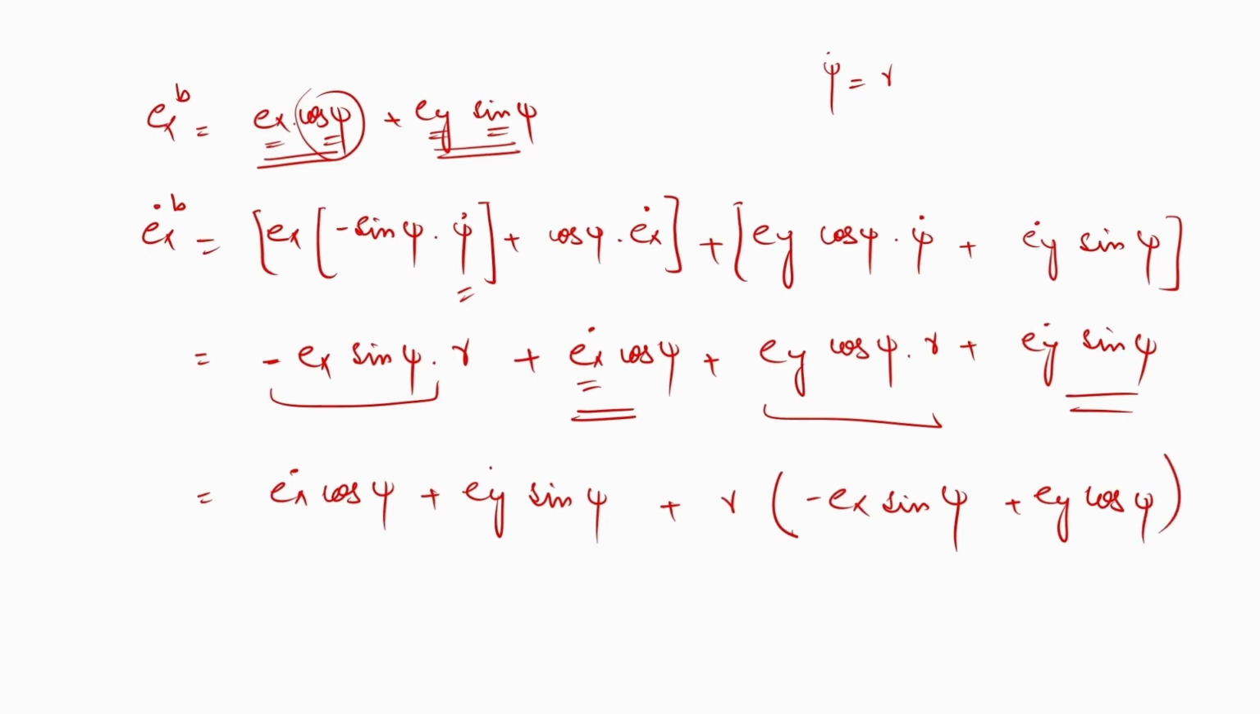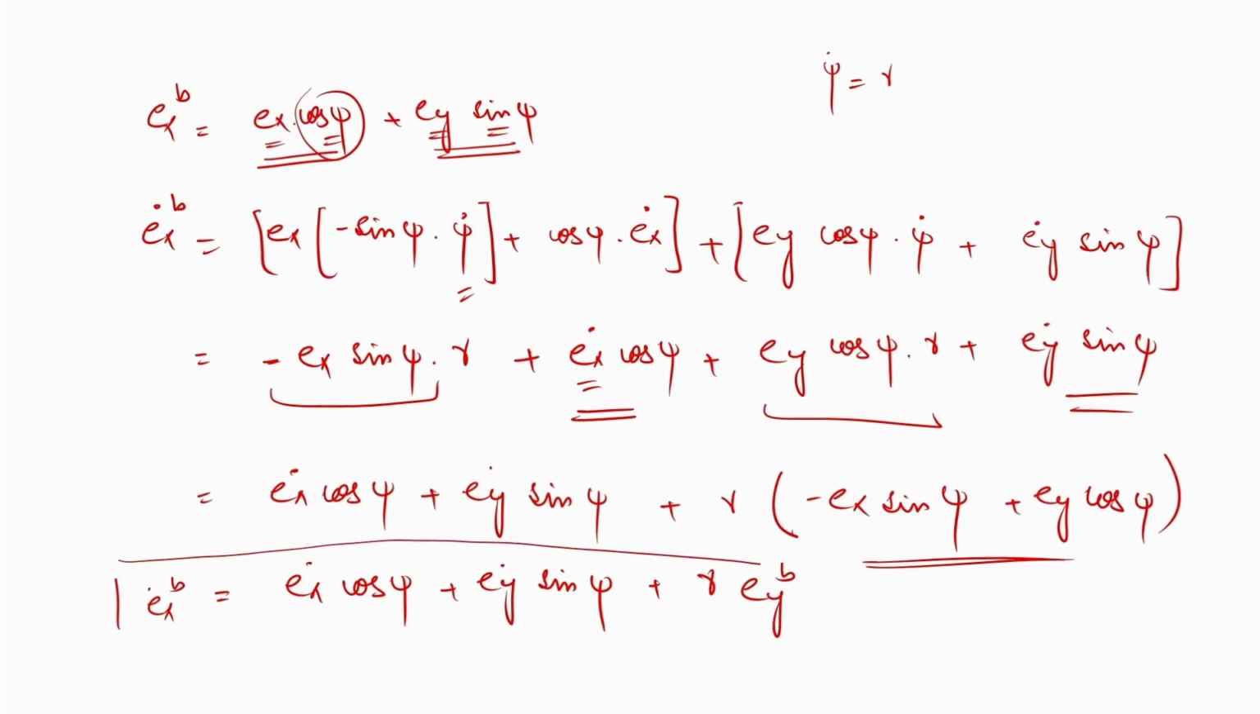So we write it as ex dot cos of psi plus ey dot sine of psi plus r, and this is actually eyb. If you go back to the previous page, you will see that this term is equal to the tracking error along the y-axis in body. So this is simply written like this. So we have achieved this ex dot of b.